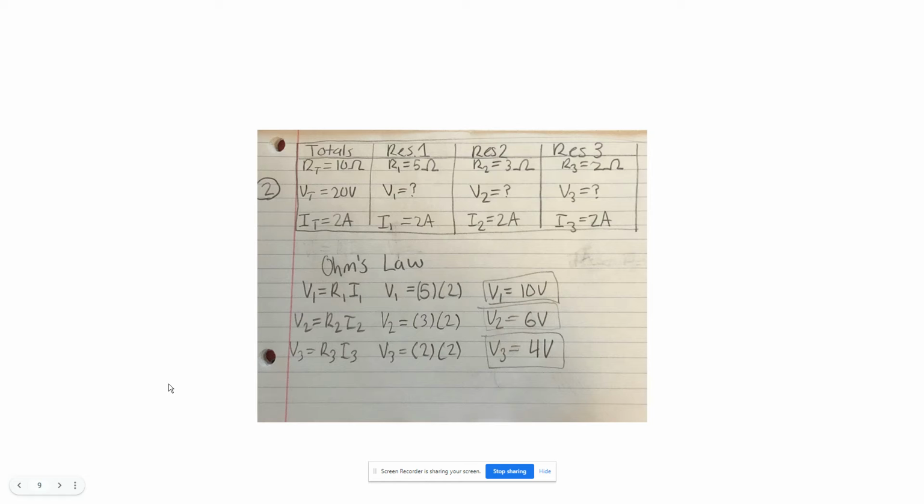So now you're going to want to plug in the known information that you solved for into a table and solve for the unknowns, in this case, voltage at the different resistors. Multiply resistance by current for each resistor to find the voltage at each resistor, and finally to find power, do current times voltage at each resistor and the total current.